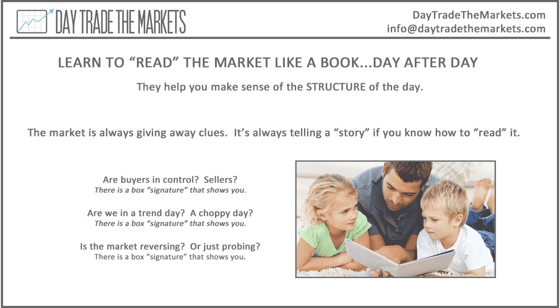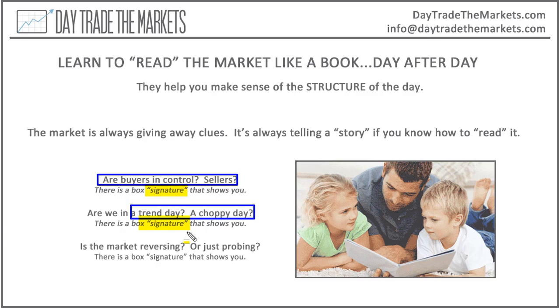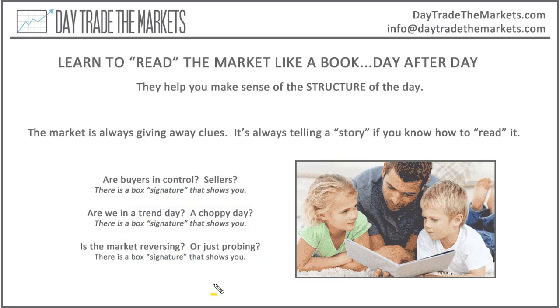And the way I've thought about trading for a while now is that the market is always giving away clues. It's always telling you a story if you know how to read it, okay? Sometimes it seems like it's not, but it's always telling you a story if you know how to read it. It might be telling you that buyers are in control or sellers are in control. There's a signature for that with the boxes, okay? It might be telling you that we're in a trend day or a choppy day. Same thing. There is a box signature that's going to show up when that's the case. Or the market may be reversing or just probing a level. Same thing. The boxes are going to give us a clue to be able to see that.